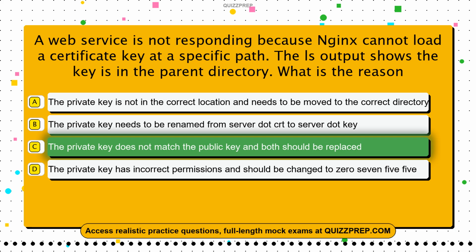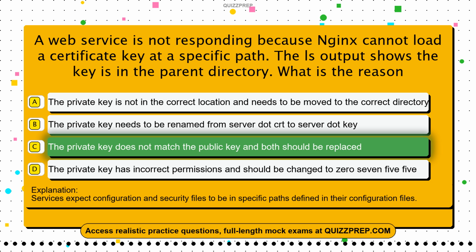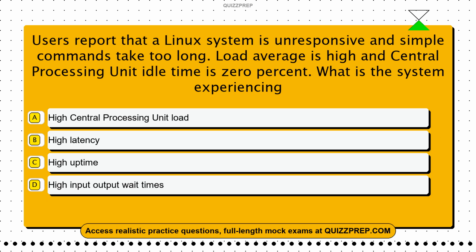The correct answer is option C. The private key does not match the public key and both should be replaced. Services expect configuration and security files to be in specific paths defined in their configuration files. Question 65. Users report that a Linux system is unresponsive and simple commands take too long. Load average is high and central processing unit idle time is 0%. What is the system experiencing?